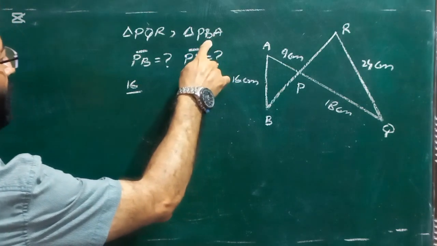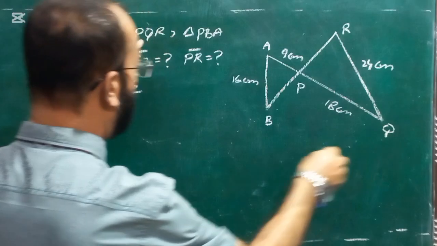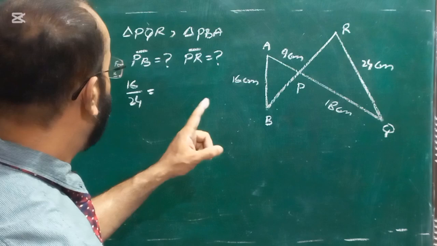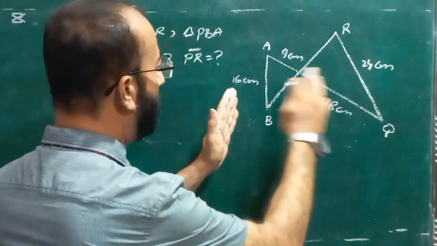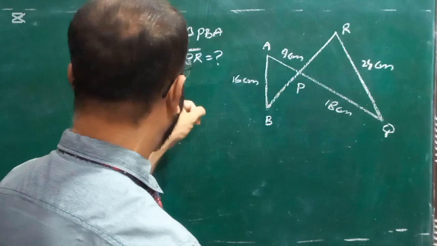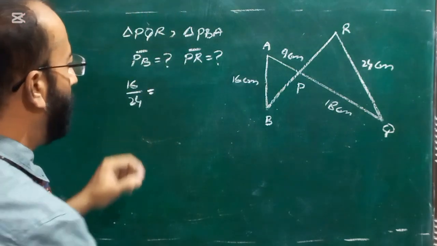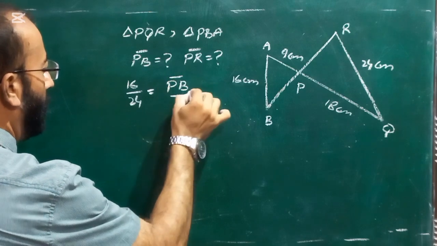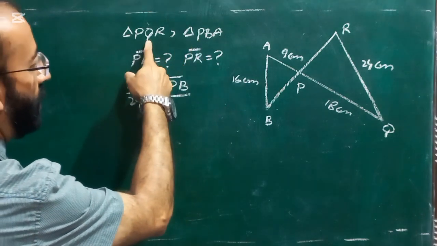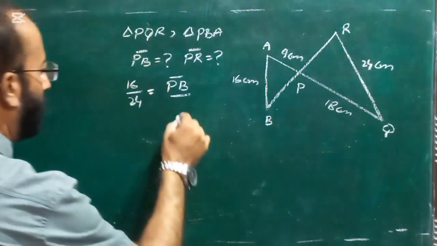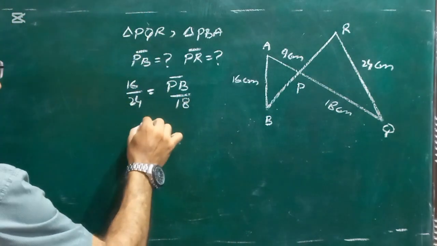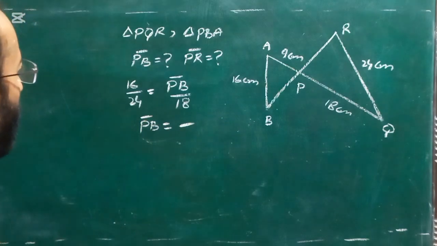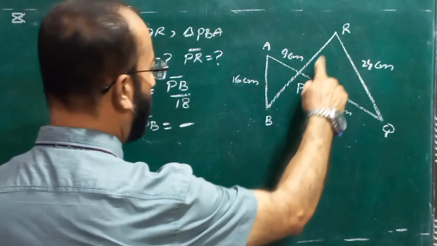So look now, AB will be corresponding to RQ, that is 24. Okay, and again the pattern is we are moving from bigger to smaller. So now the thing required is PB. So if we put PB on the right side, the corresponding side to PB will be PQ. So PQ is 18. So from here you will cross multiply the values and you will get the answer of PB. The other thing required is PR.